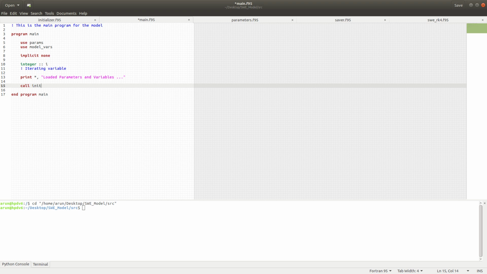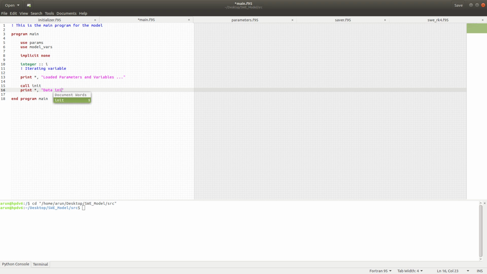Okay, and I'm going to call the subroutine init. We're going to write all this one after the other. This subroutine will make sure that all the variables are initialized. So let's print it out: data initialized, starting calculations.